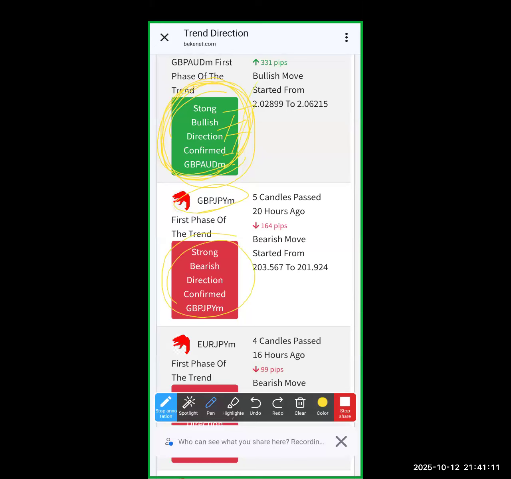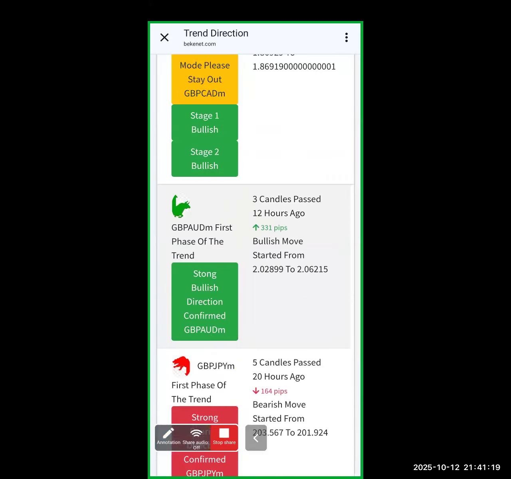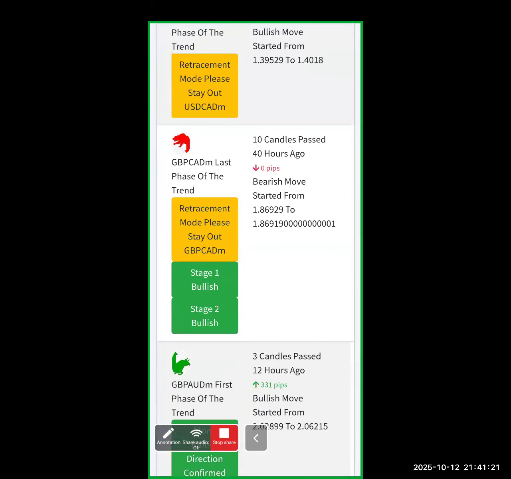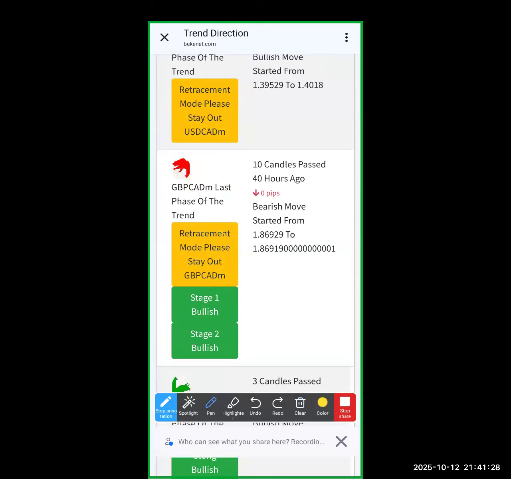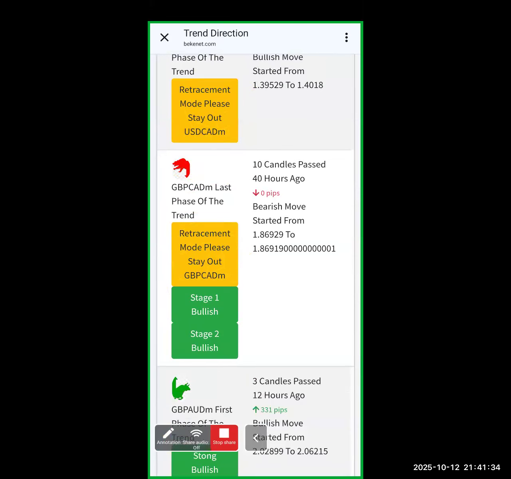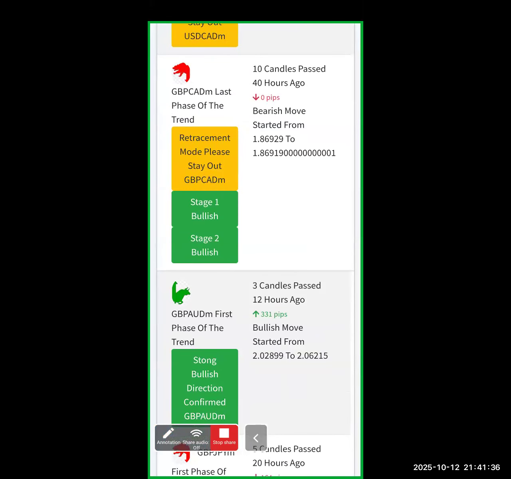The bullish is green, the bearish is red. Do you understand? If you do not see any of this, that means that pair is maybe on a ranging or retracement. Look at it. GBP CAD is on a range retracement. It's telling you to stay out of this pair. There's no specific direction for it, so the system cannot pinpoint it. Stay out of this pair. But it's giving you an indication.